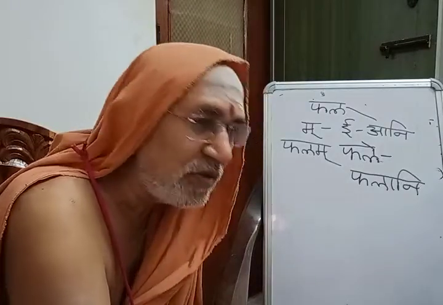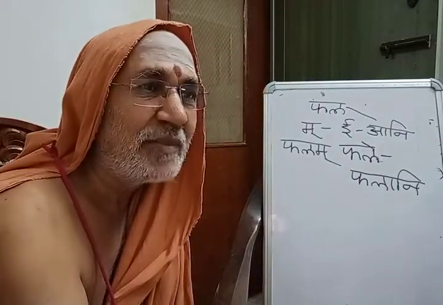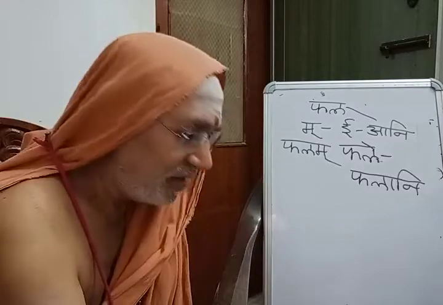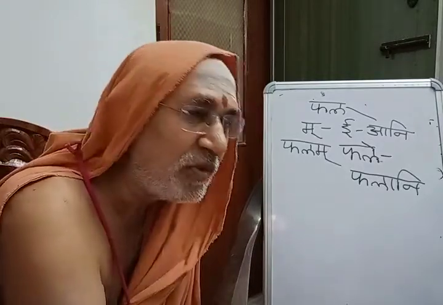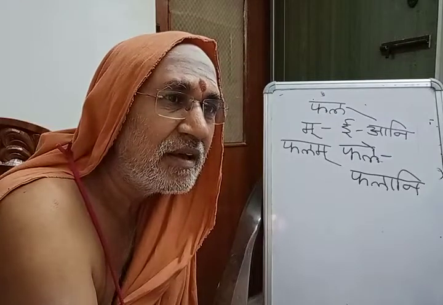Then Buddha, Buddhau, Buddhaha. Buddha is a wise man, an intelligent man. Buddha, Buddhau, Buddhaha. Okay. Then Murkha.